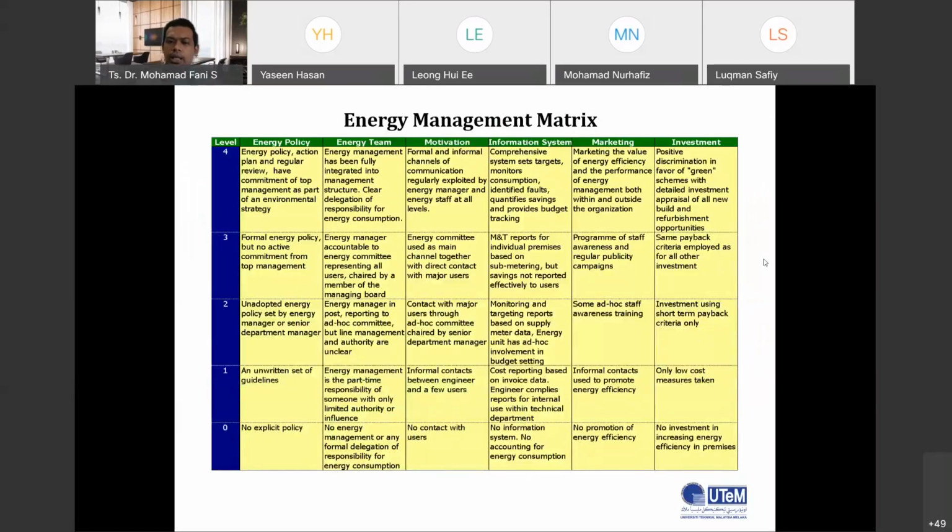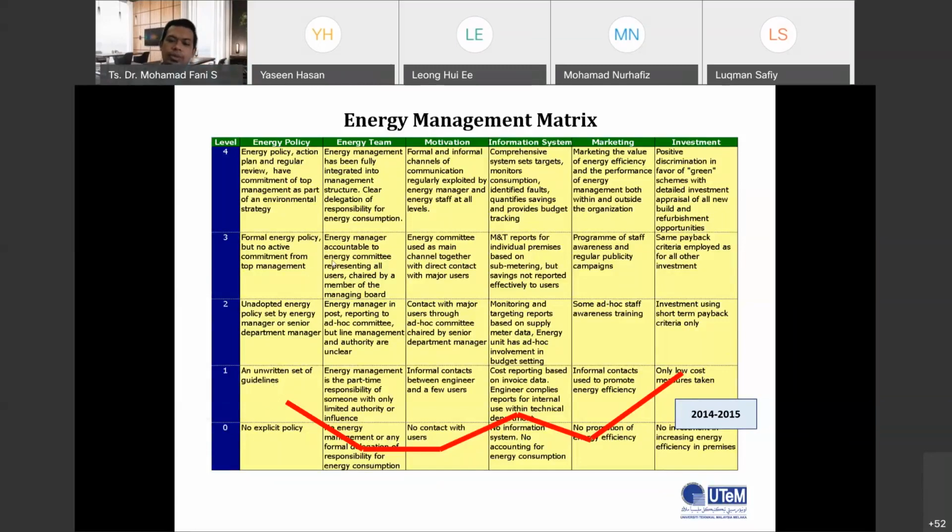Okay, let's move to this slide. This one is the energy management metric, right? Previously, for the baseline, this one is the status before the sustainable energy management system was introduced in UTM. We drew it for the first startup, in that story I told you last week.